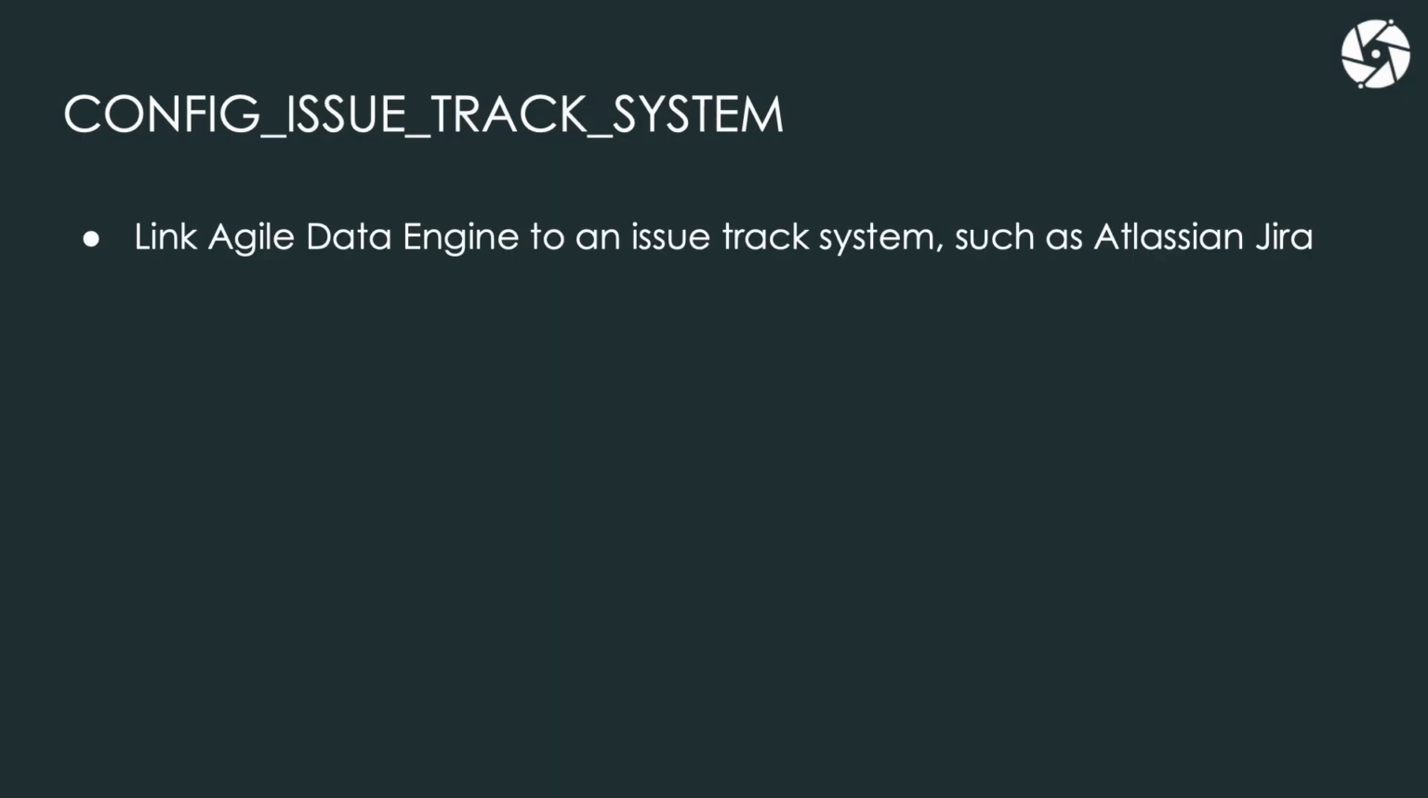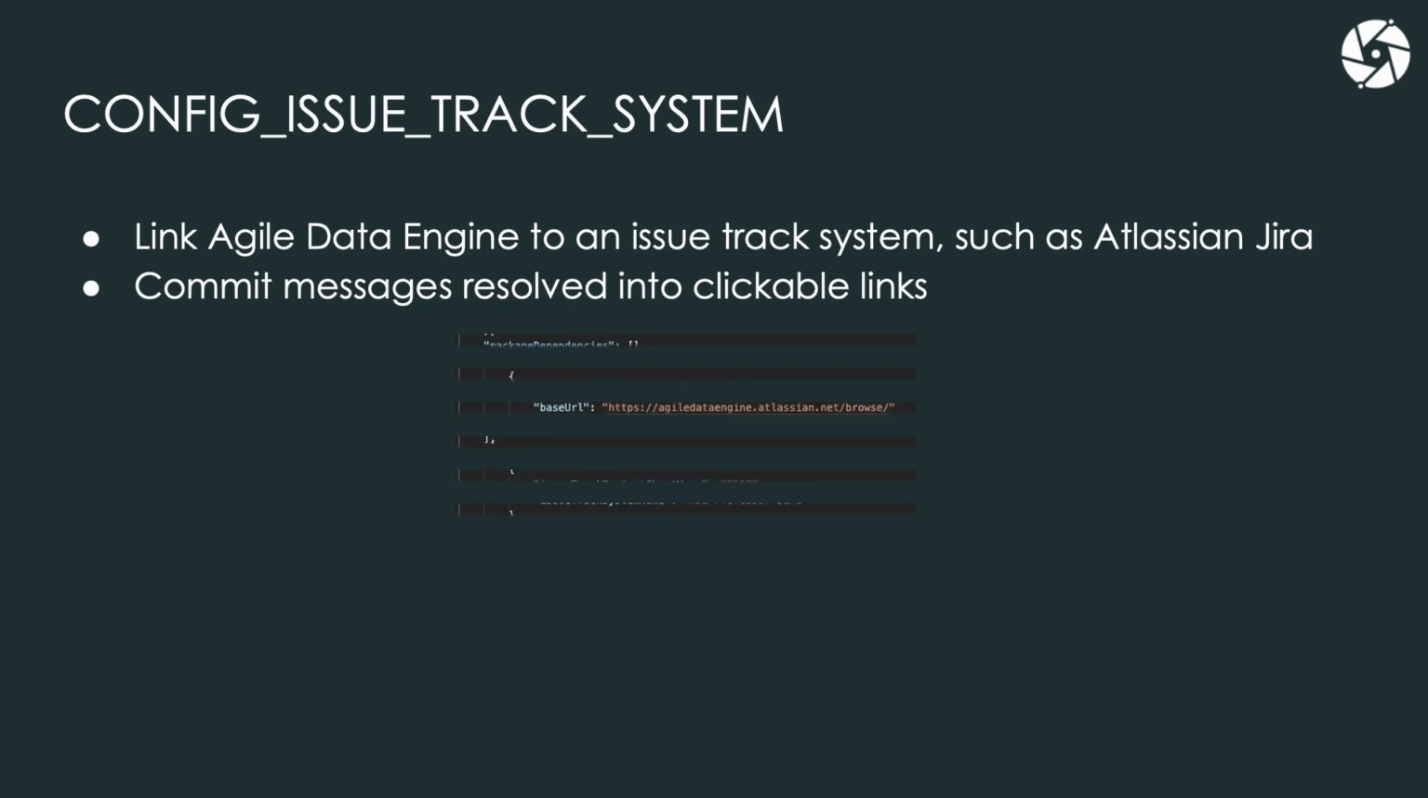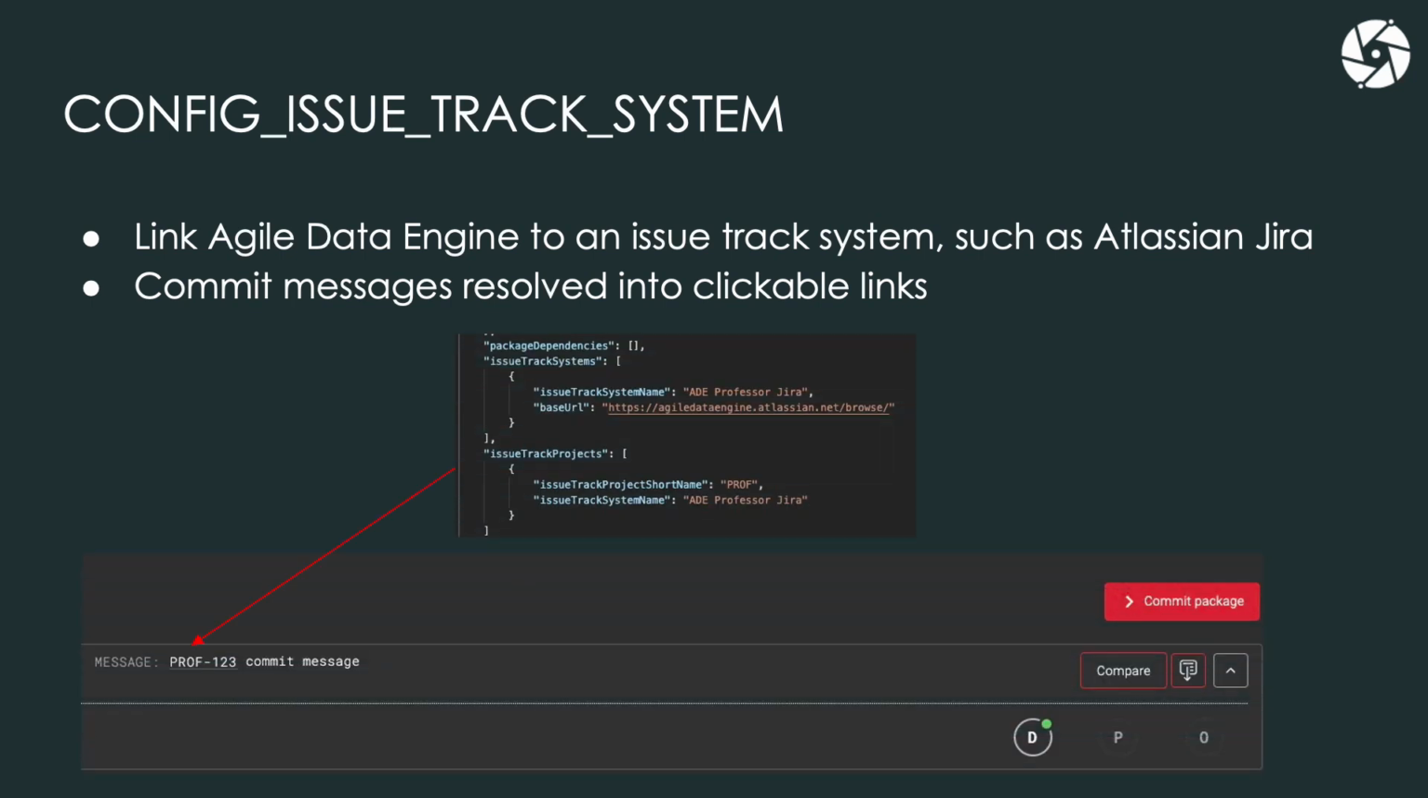Config issue track system is a configuration package that is used to configure a link to an issue track system, such as Atlassian Jira. Once defined, the commit messages are resolved into clickable links as in the example shown.